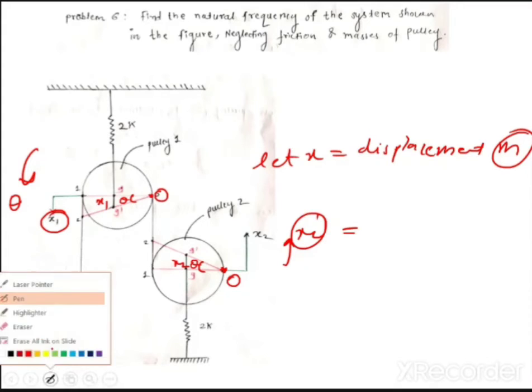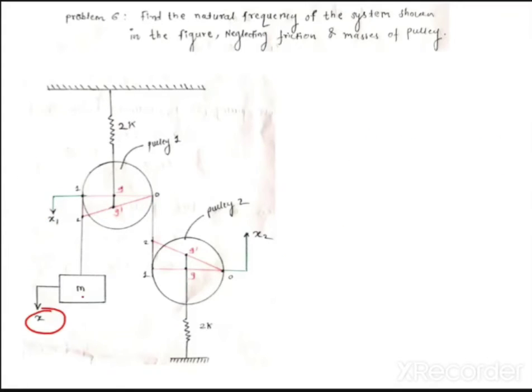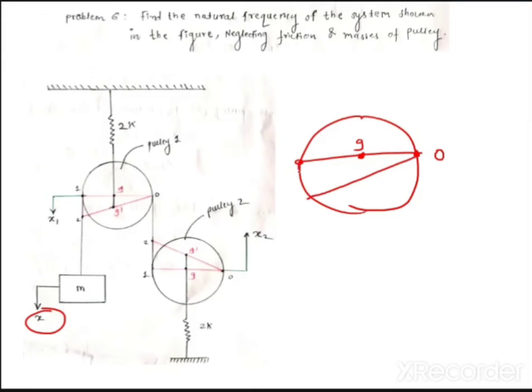Is it clear what I am trying to say? See, I am explaining again. Let x be the displacement given to the mass m. If this is a pulley and I draw a diagram like this, let me call this point G and this point O. To understand this problem, we are using the previous problem, so we have to solve this in combination. Let me say this is point 2 and this is point 1, and this is point G dash. So this is theta, and the displacement of the mass m is x.